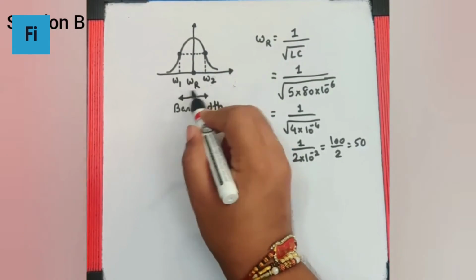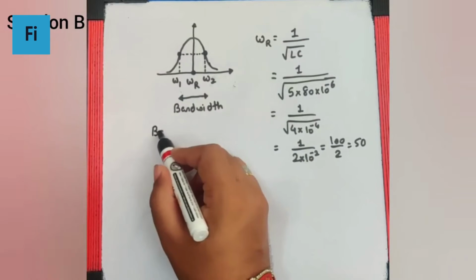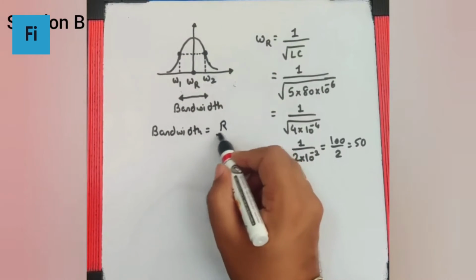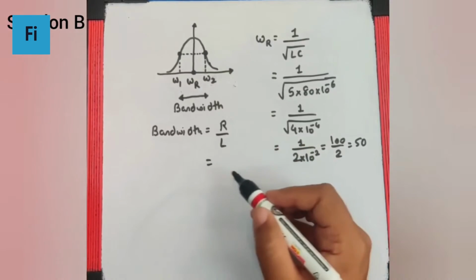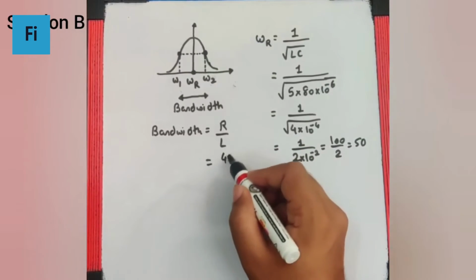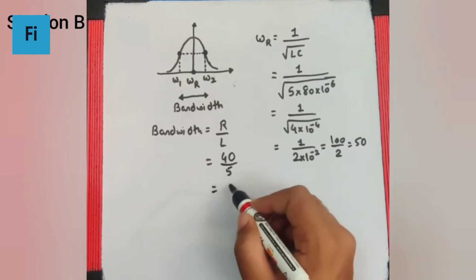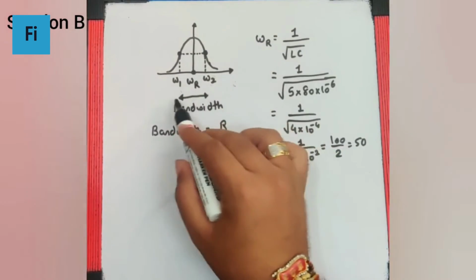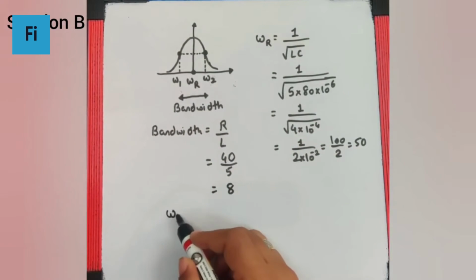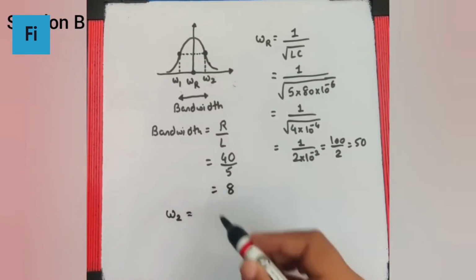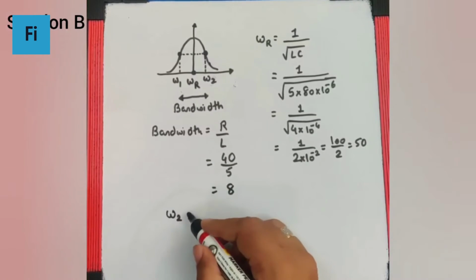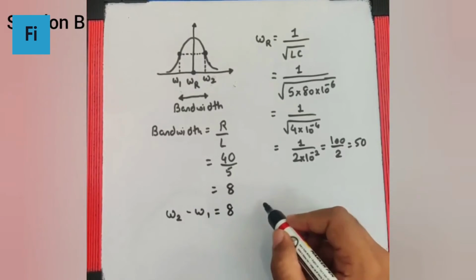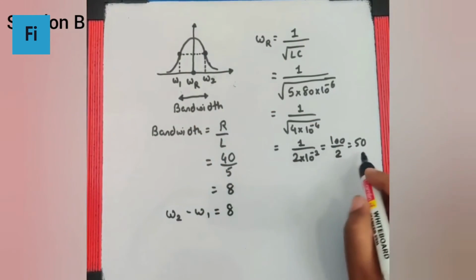Okay, so we need to find this bandwidth, and the bandwidth formula is R by L, the resistance by inductance. So that is 40 by 5, which is 8. That means this range is of 8. So omega 2 minus omega 1 is equal to 8, where omega r is 50.